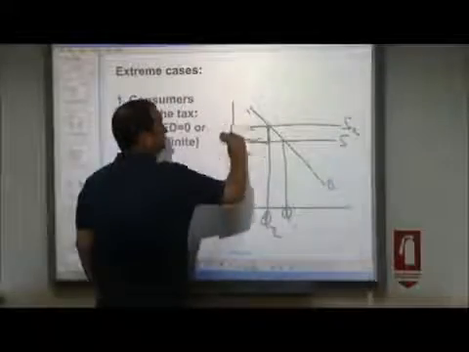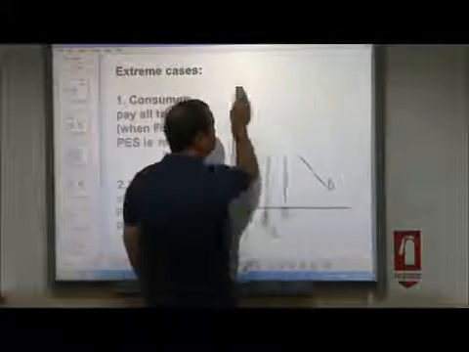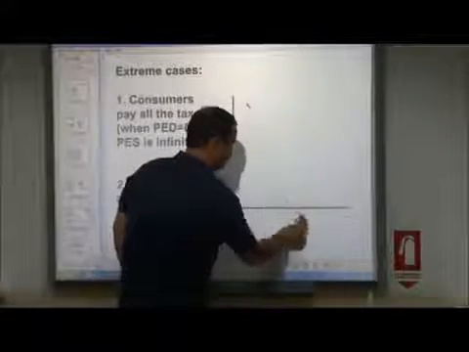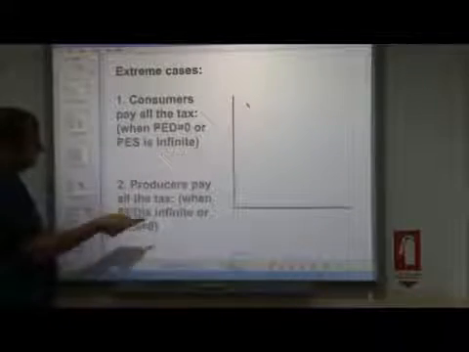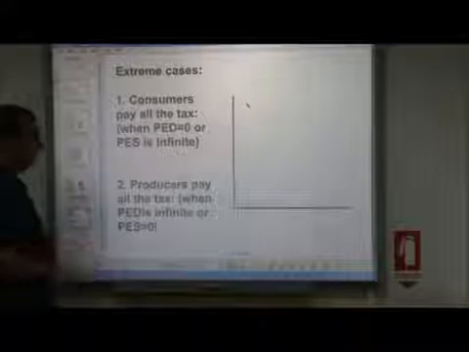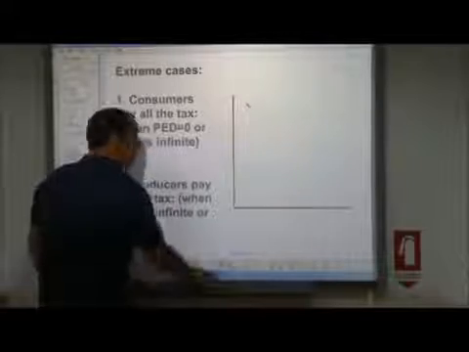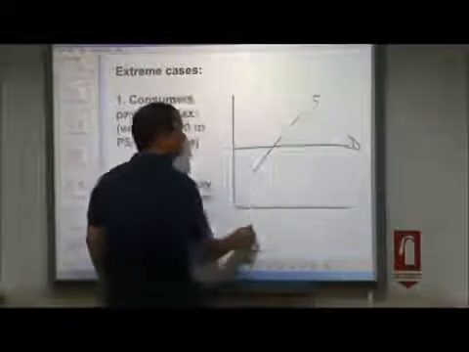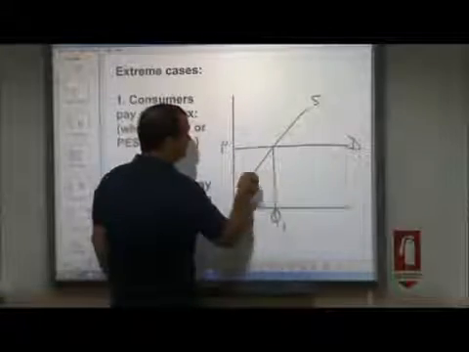But there's also the possibility that the producers pay everything. The producers pay everything when the reverse is true. PED is infinite or PES equals 0. So first of all, when PED is infinite, when the demand curve is like that, there's the S curve, there's the equilibrium quantity, price, a tax will do this.